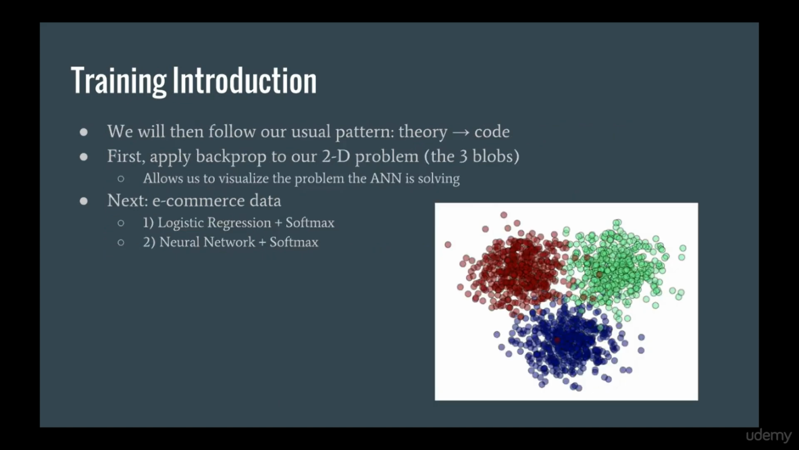Once we learn about the backpropagation algorithm in mathematical terms, we are going to follow our usual strategy of then implementing that theory in code. First, we'll apply it to the two-dimensional problem we had before, which is the 3 blobs. This is important so you can visualize what problem the neural network is solving. Next, we'll apply it to our e-commerce data. Since we never got a chance to apply softmax to logistic regression in the logistic regression course, we are going to take this opportunity to get more practice by doing that here. This will allow us to compare the accuracy we get when we use logistic regression versus the accuracy we get when we use a neural network.